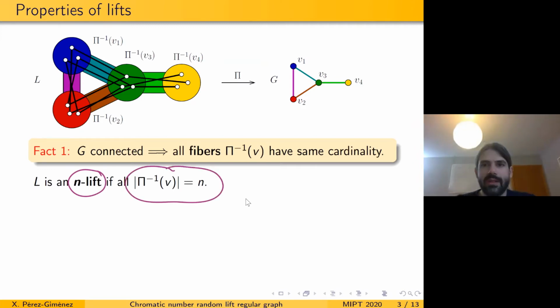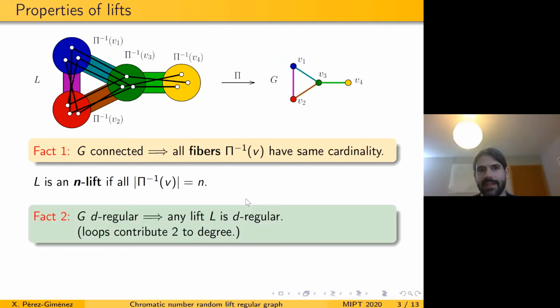So of course, if G was not connected, then you can have lifts where different fibers have different cardinalities, but you can also define an n lift. So you can always restrict your attention to lifts where all the fibers have cardinality n. So we're going to be looking at n lifts of a fixed base graph.